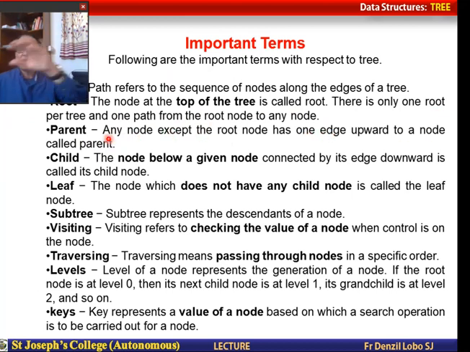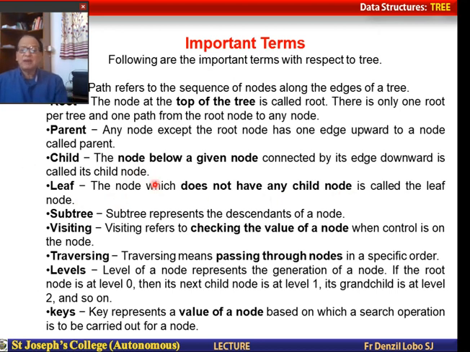Parent. Any node except the root node has one edge upwards to a node called the parent. From a parent you have the child nodes, maybe two or more of them. Of course, when we deal with a binary tree, there will be only two children. The node below a given node, connected by its edge downward, is called the child node. Leaf node. A node which does not have any child node is called a leaf node.